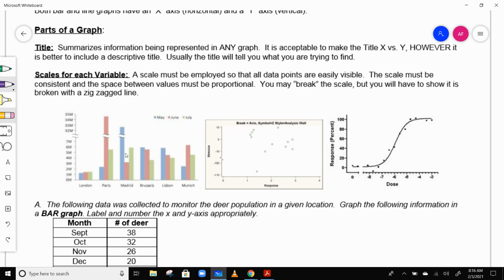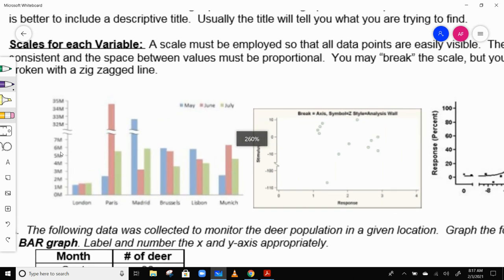I have some examples of breaking the scale here. If there's a large jump or a large difference between values and it can't all fit on the chart, you can break the scale. So here we have a bar graph where the scale is broken. We're going from 0, 1, 2, 3, 4, 5, 6, 7, 8, and then we're breaking it all the way up to 32. We have many different symbols that can show the breaking of a scale. So here's one of them. And typically, if you're doing a bar graph, you're going to write that break in every bar that goes through that break.